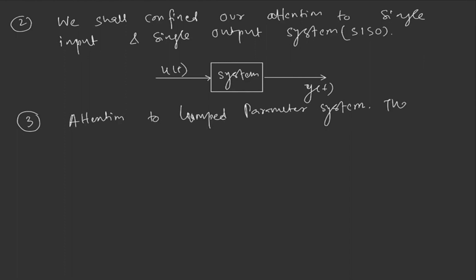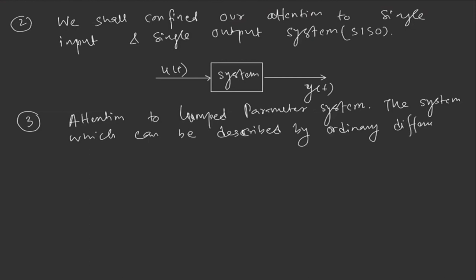The system which can be described by ordinary differential equations. And so these are the conditions we have to follow for designing control system for the linear systems.